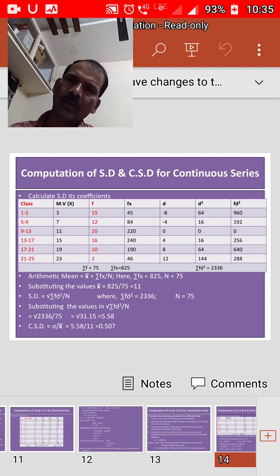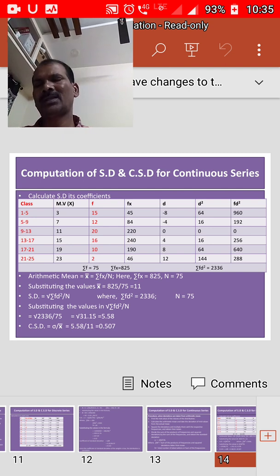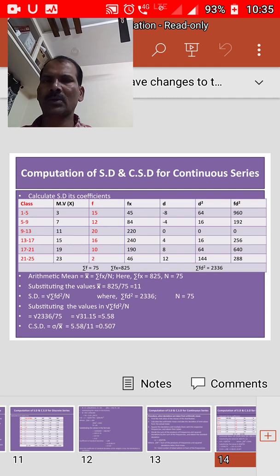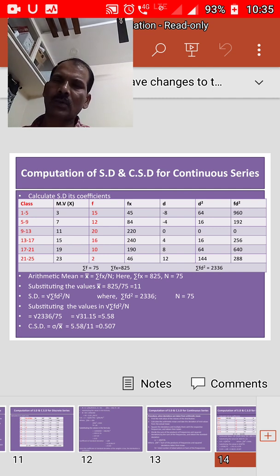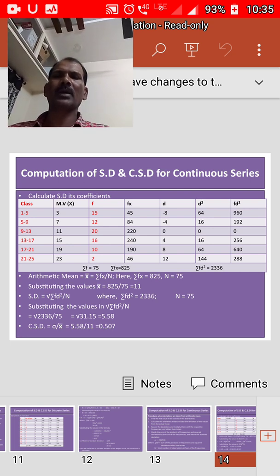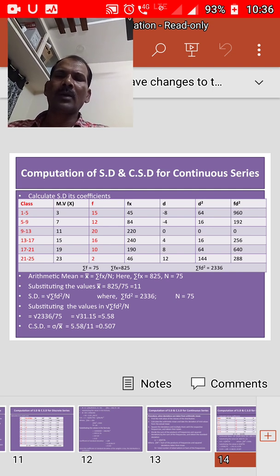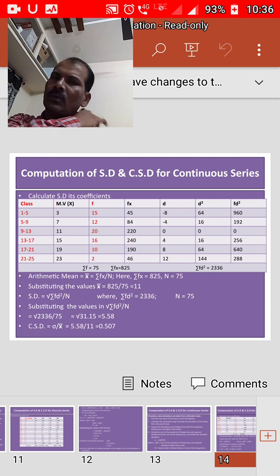Now we need to square all these deviations, that is d square. Minus 8 whole square is equal to 64, minus 4 whole square is equal to 16, 0 whole square is equal to 0, 4 whole square is equal to 16, 8 whole square is equal to 64, 12 whole square is equal to 144. Arithmetic mean x bar we have calculated. Now we have to find out the standard deviation.